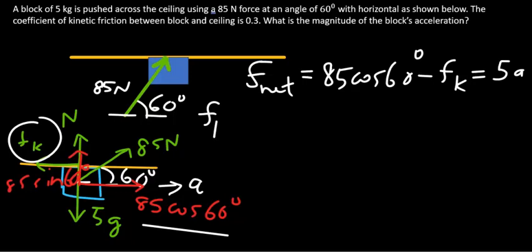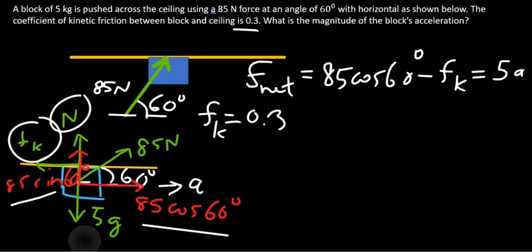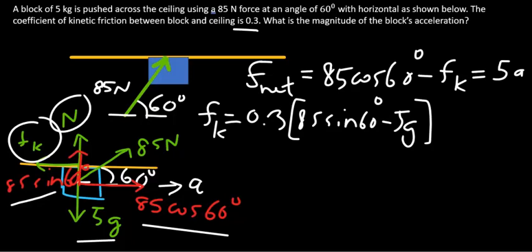What is kinetic friction? Kinetic friction equals mu sub k, the coefficient of kinetic friction, which is given to be 0.3, times the normal force. Now what is this normal force? There are two forces that contribute to the normal force. One is the y component of that 85 newtons, and also the weight. So since the normal force is in the upward direction, that normal force is 85 sine 60 minus the weight, which is 5 times gravity. So that is how you calculate the normal force.